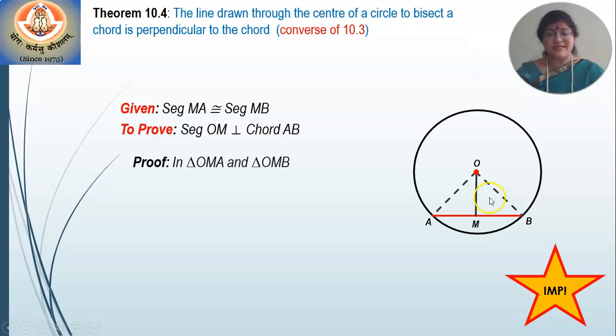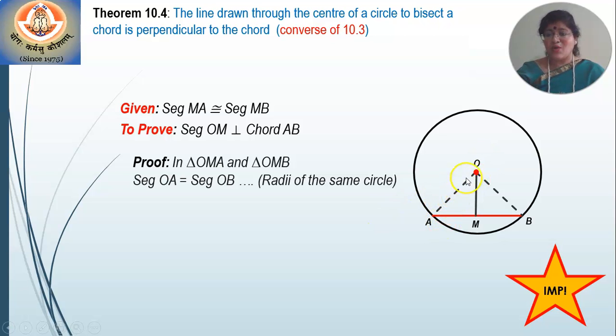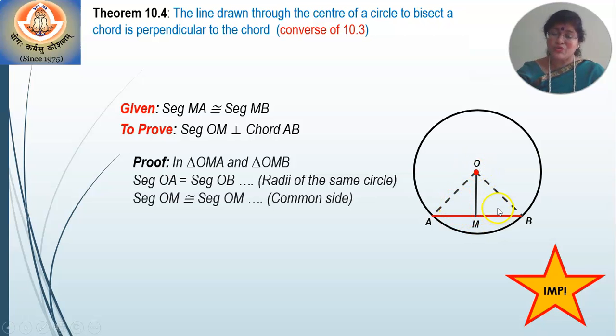Take the two triangles OMA and OMB. Now you have to prove the two triangles congruent. So we start off with seg OA is congruent to segment OB because they are the radii of the same circle. So obviously distance OA will be equal to distance OB. So you have to put an equal to sign. Then seg OM congruent to seg OM. So if you look at OM, it is common not only to this triangle but also to this triangle.